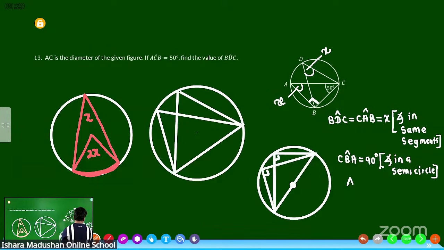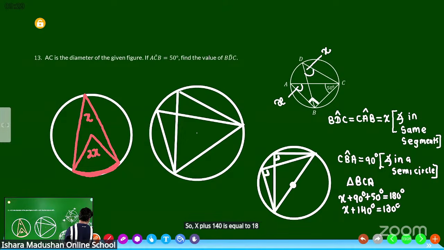Now I consider the sum of the interior angles of triangle BCA: x plus 90 plus 50 is equal to 180. So x plus 140 is equal to 180. So x is equal to 180 minus 140. So it is 40 degrees. x, which is BDC, is 40 degrees. Okay. So it is 40 degrees.